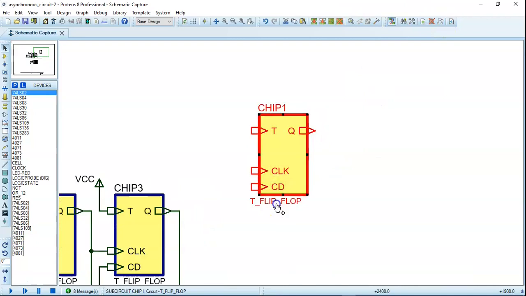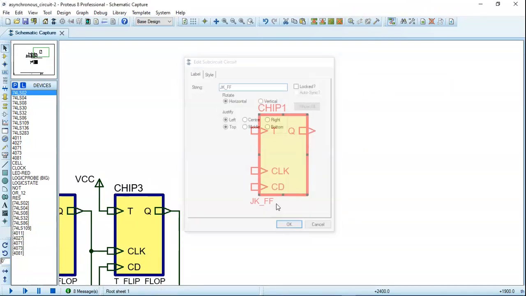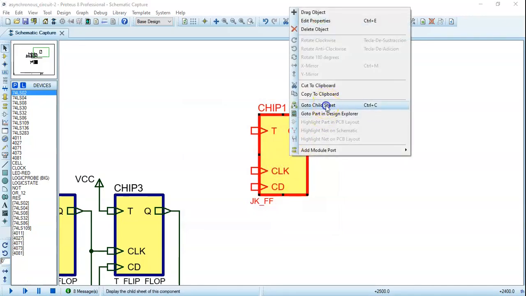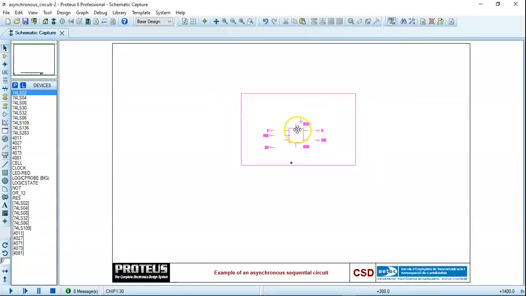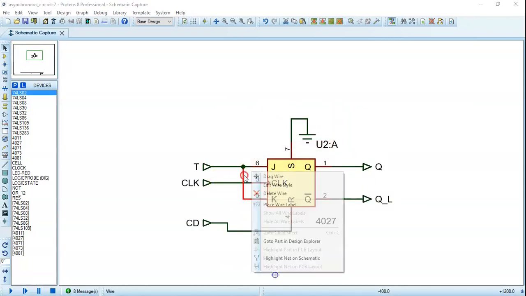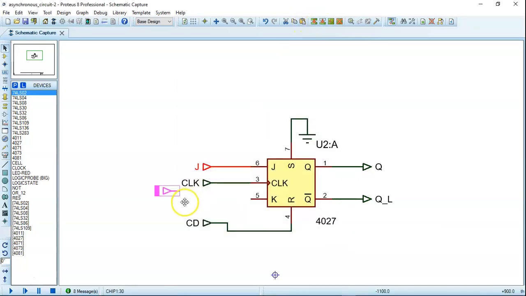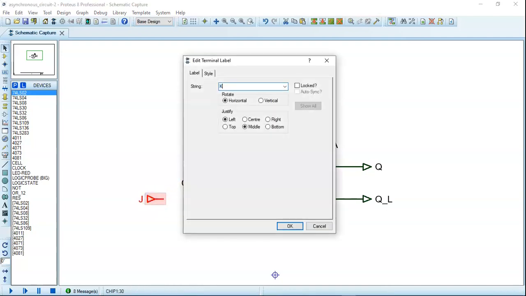So now is a good time to change the name, for example, GK flip-flop, right? So now you go again to the child sheet and paste from the clipboard, and now you've got the chip, which may be modified very easily like this. G, and you copy this terminal. Another one, you can copy this one here. This one is going to be J, the other one K.